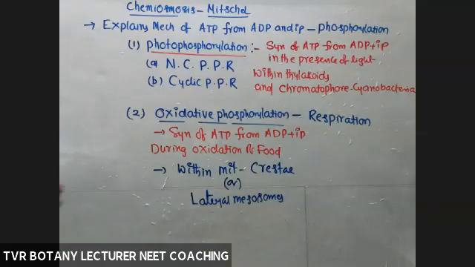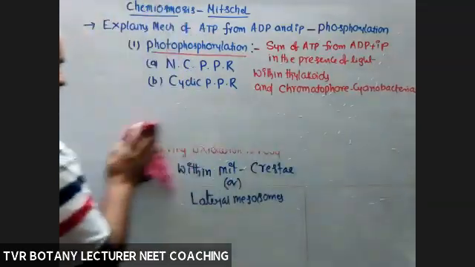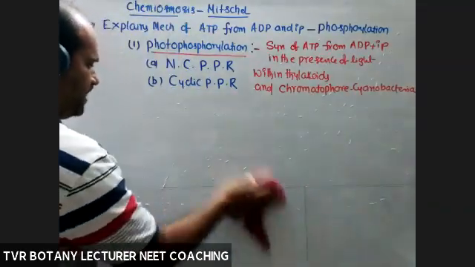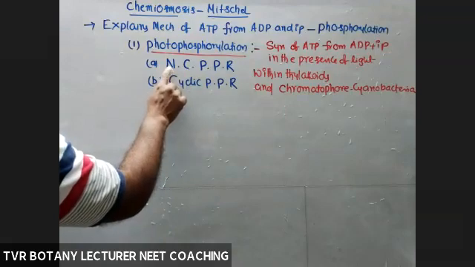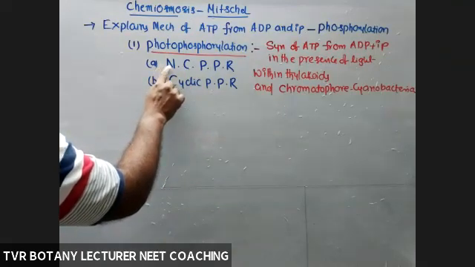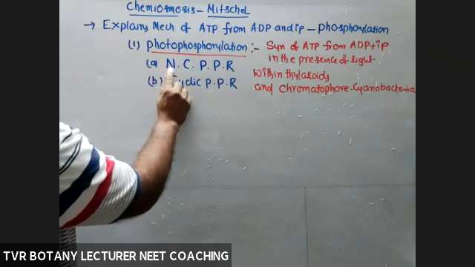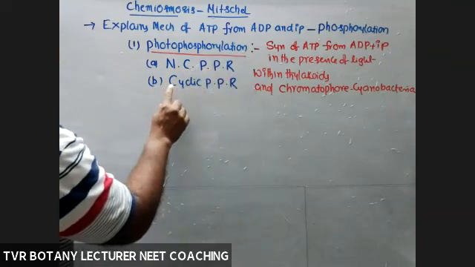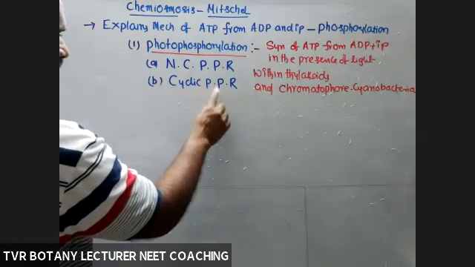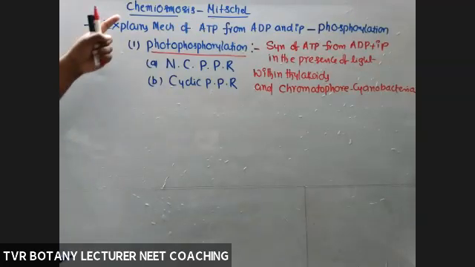Okay. So now we are concerned with photophosphorylation only, not oxidative phosphorylation. We will study this one at the time of respiration, not now. So now take photophosphorylation. Photophosphorylation takes place by means of ETS, electron transport system, that may be non-cyclic or cyclic. Respectively, they are called non-cyclic photophosphorylation and cyclic photophosphorylation.